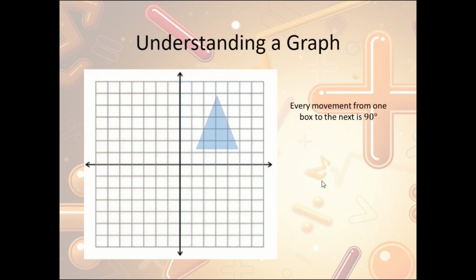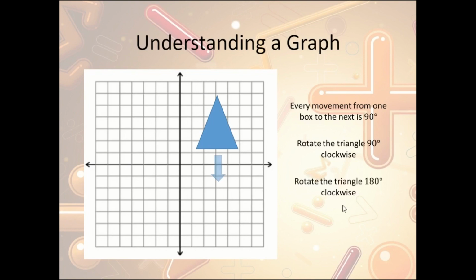So, for instance, if we had our triangle here, and I said I want to move 90 degrees clockwise, I'm going to take that triangle and move it in the direction of a clock, and it's going to move down into this box. Now, if I want to go 180 degrees clockwise, that means I move 2 boxes, because 180 is just 90 times 2, so we move 1, 2 boxes, and we end up over here. Now, if we want to go 270, that's 3 boxes, so 1, 2, 3, and we end up over here.